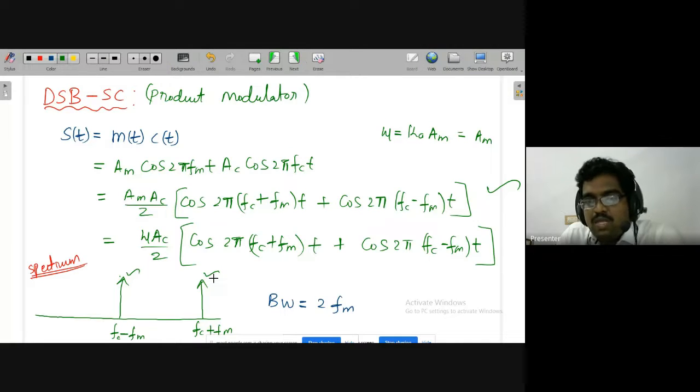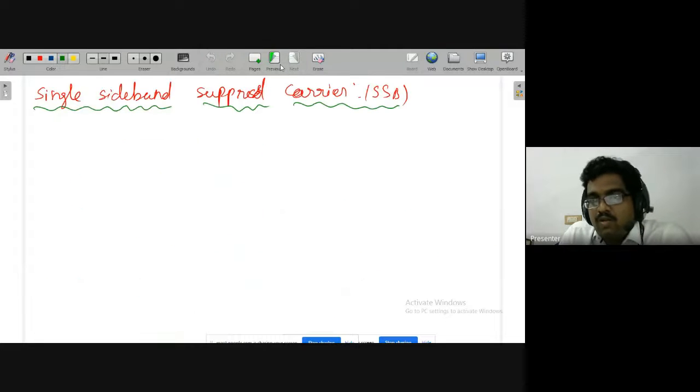So that's why if you transmit only one sideband, any one of the sidebands, from that also we can recover back our original signal. So that's why we will transmit either upper sideband or lower sideband.